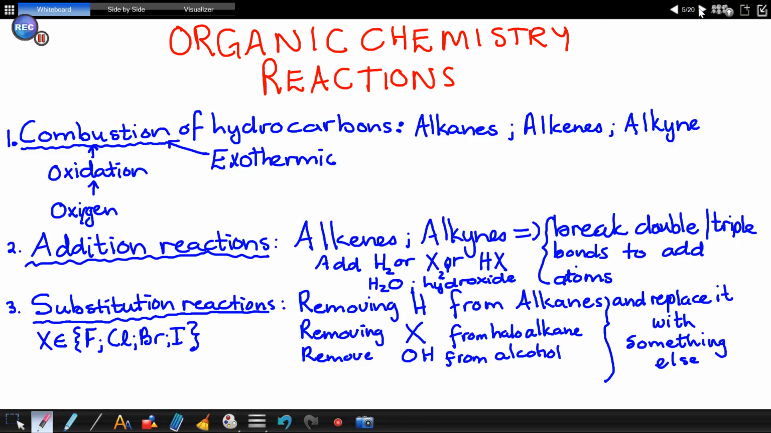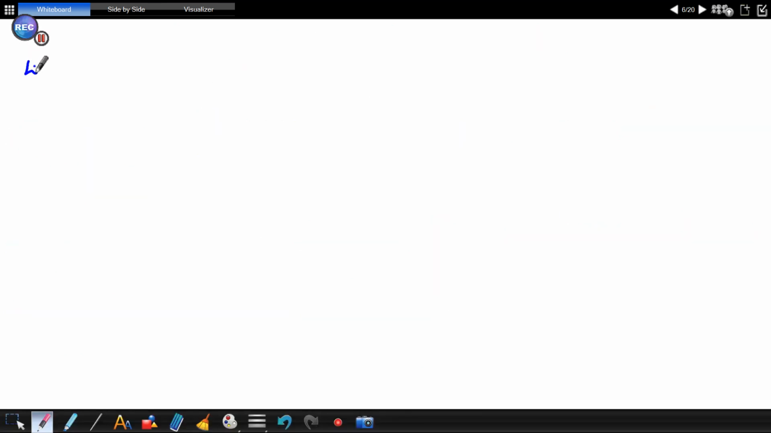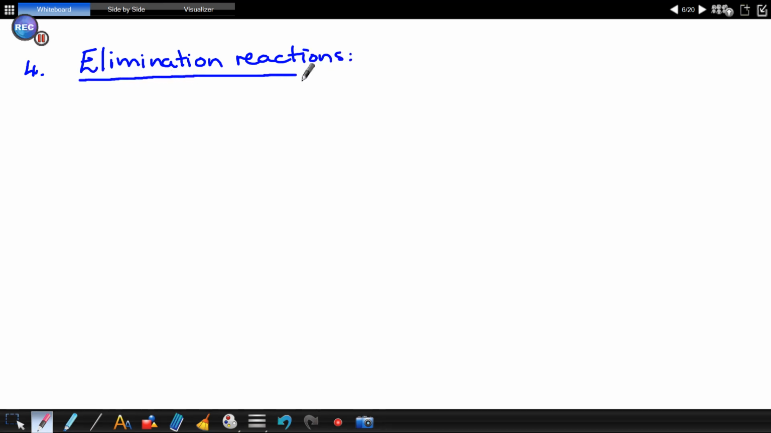So the fourth type of reaction is elimination. What is the word telling you? So elimination reactions, you are removing atoms from the carbon chain.